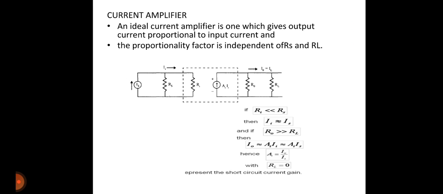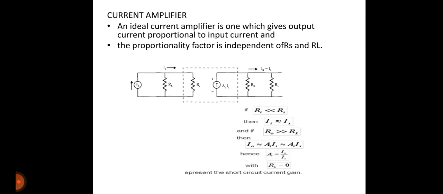So what are the ideal values of a current amplifier? That is Ri equal to 0 and R0 equal to infinity. What are the practical values of a current amplifier? Ri is very much lesser than Rs, R0 is very much greater than Rl.